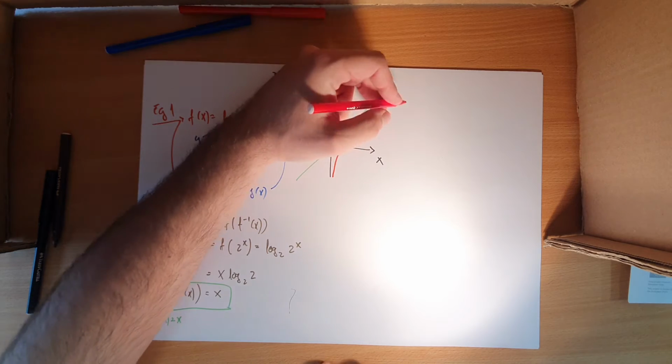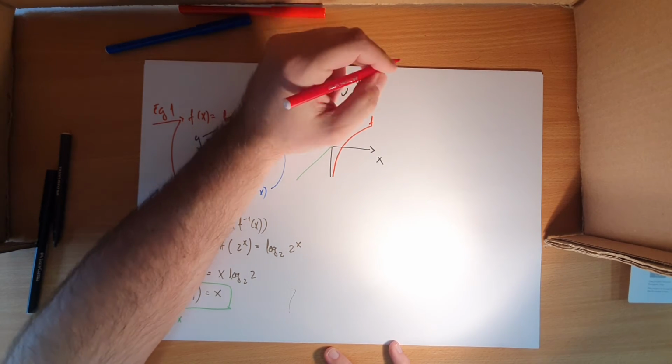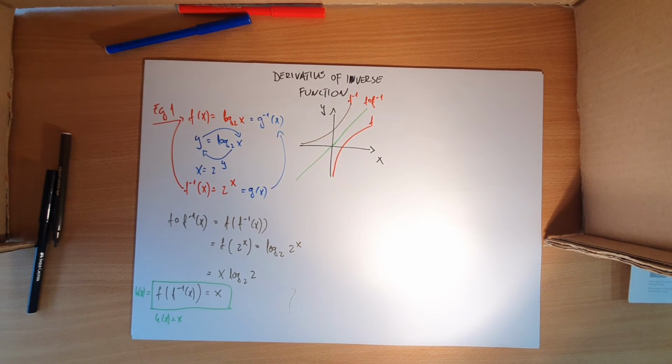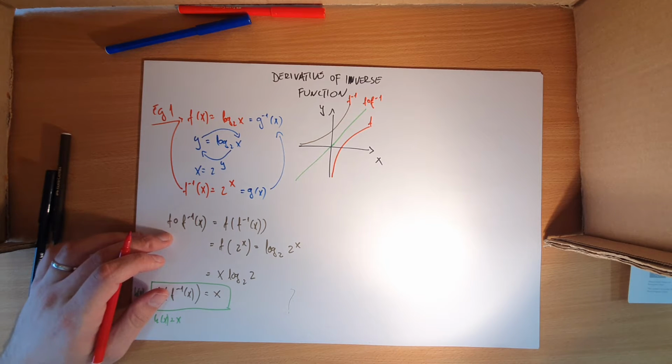So if this is f, and this is f to the power of minus 1, this is the connection between them all. Basically, the composite function of two inverse functions is their symmetry.